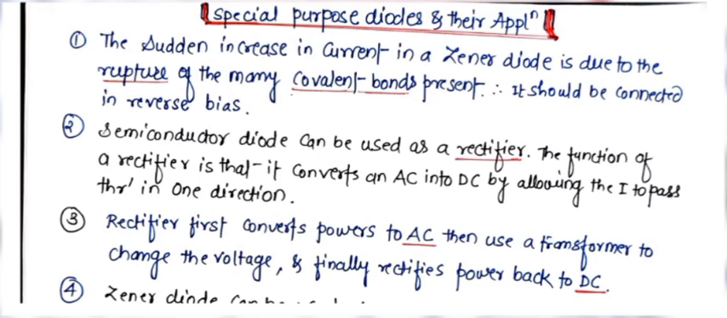Semiconductor diode can be used as a rectifier. The function of a rectifier is that it converts an AC into DC by allowing the current to pass through in one direction. Rectifiers first convert powers into AC and use a transformer to change the voltage and finally rectifies power back to DC.